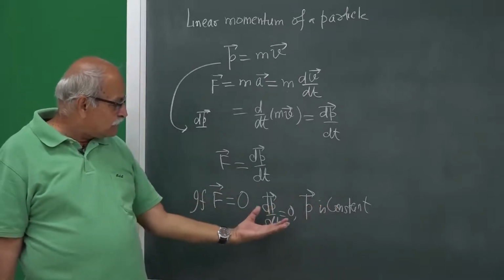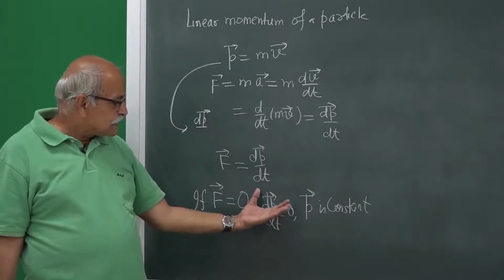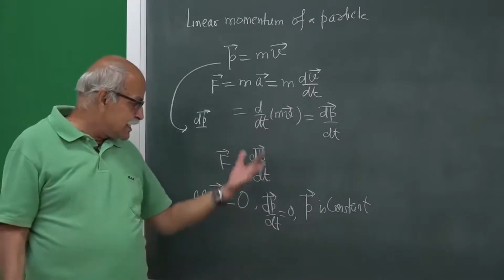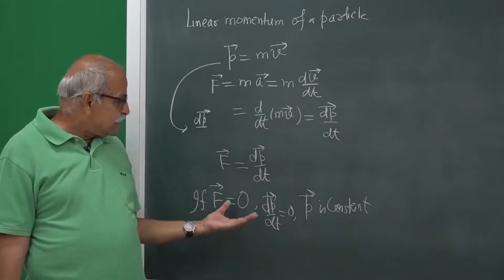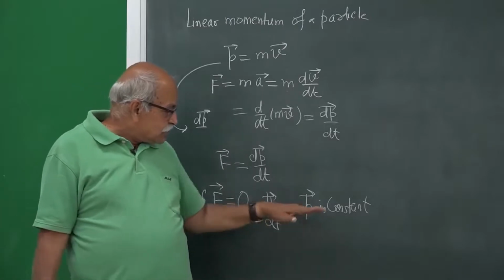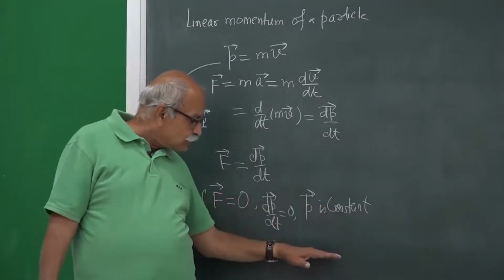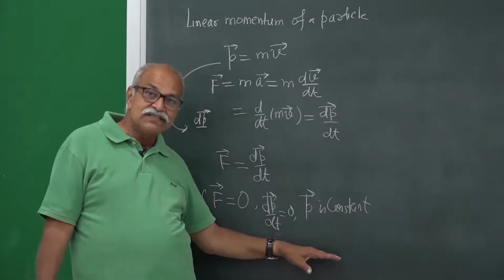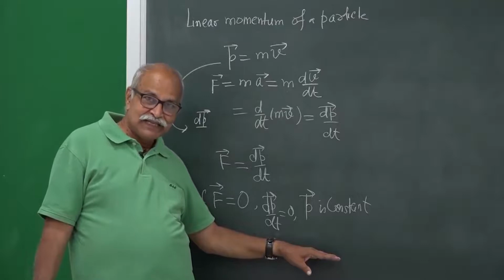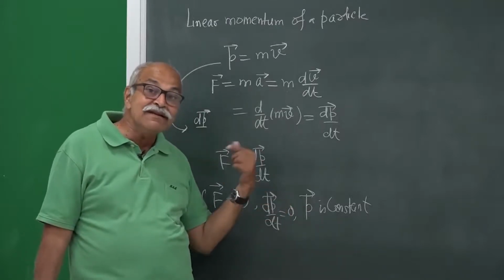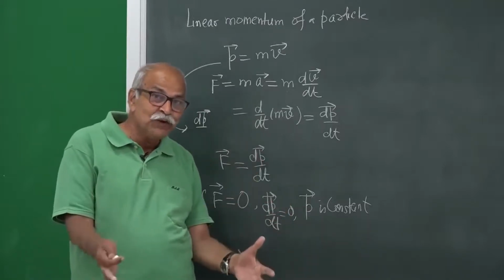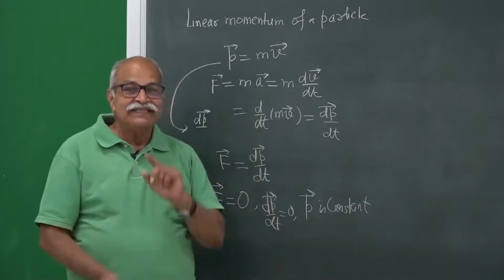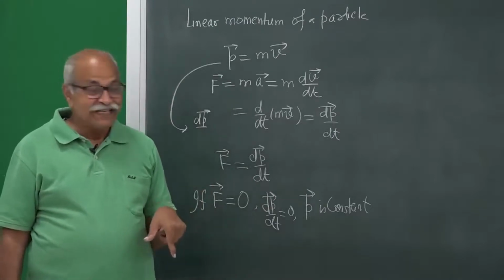We will see, when we talk about a system of particles or extended bodies which can rotate and other things, that this translates to a very important law of physics called conservation of linear momentum. If the total external force on a system is 0, then the linear momentum of the entire system remains constant. This is different from what we have discussed so far.